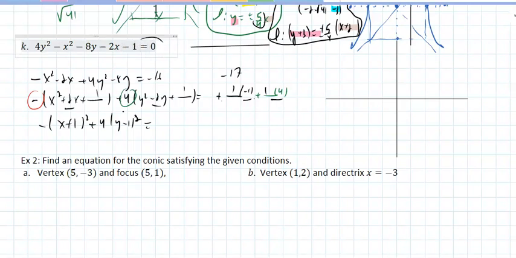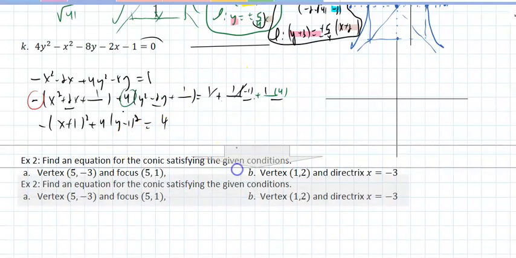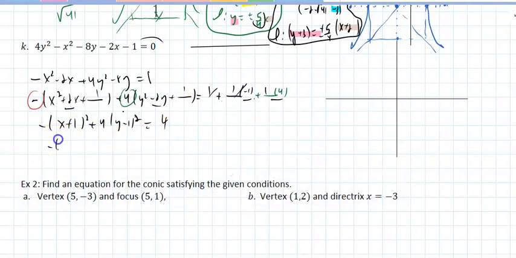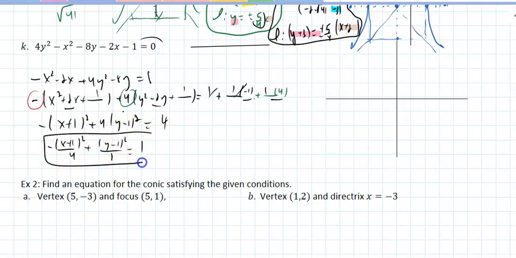-1. So when we move it to the other side, it becomes a +1. Those cancel out and you're left with a 4. And if you divide by 4 on both sides, you end up with -x plus 1 squared over 4 plus y minus 1 squared over 1 equals 1. Now this one I'm going to do without the 2 steps. I'm going to do it in one shot.